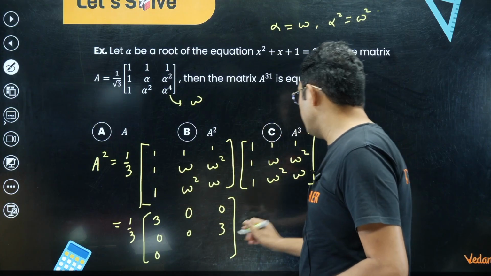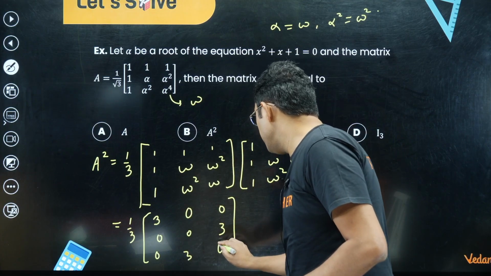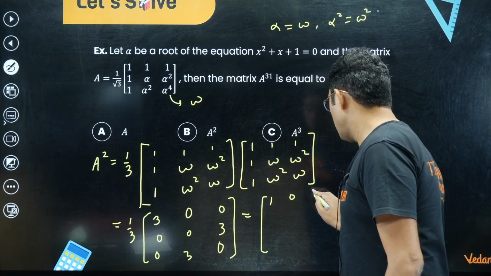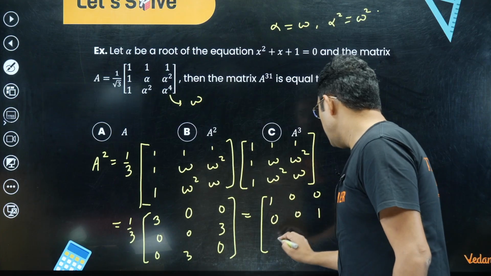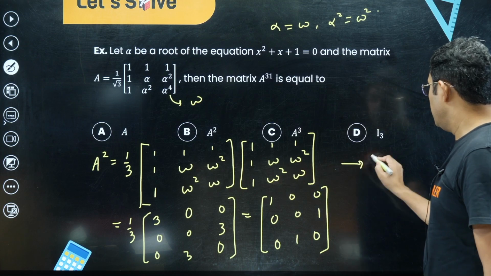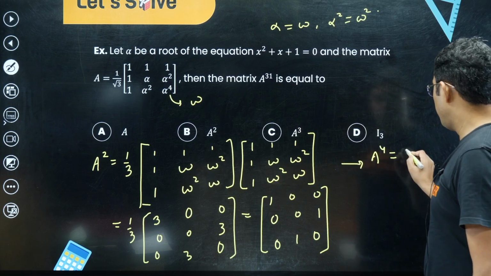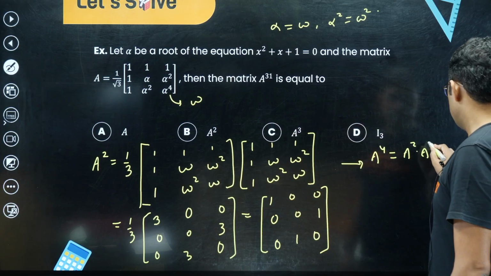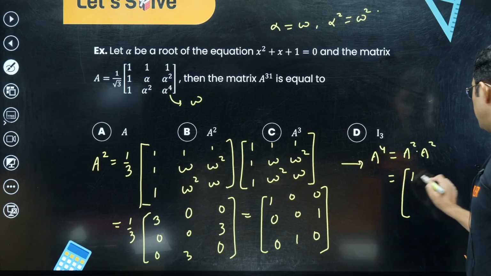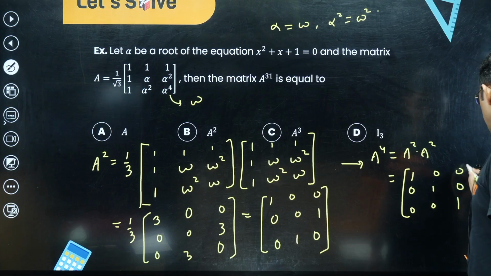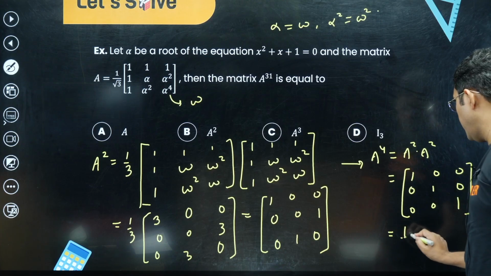Third row second column will give you 3, and this will give you 0. So what we are getting is 1 0 0, 0 0 1 and 0 1 0. Now if I take A power 4, A power 4 means this A square will be multiplied with the same A square. This will give you I think 1 0 0, 0 1 0, 0 0 1. So this becomes equal to I.